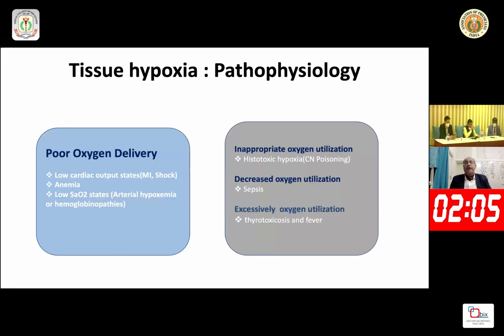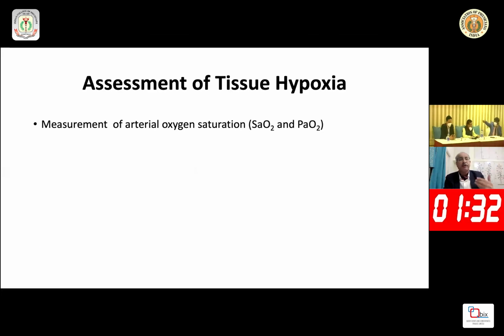Similarly, there can be inappropriate oxygen utilization, called cytopathic hypoxia, which takes place at the cellular level. Cyanide toxicity is one example. Along with it, carbon monoxide could also be part of poor oxygen delivery because it has more than 200 times affinity for hemoglobin. And that's why hyperbaric oxygen is a treatment of choice. Similarly, in sepsis, I told you there is decreased utilization, and excessive utilization when there is an increased metabolic rate, in thyrotoxicosis and fever.